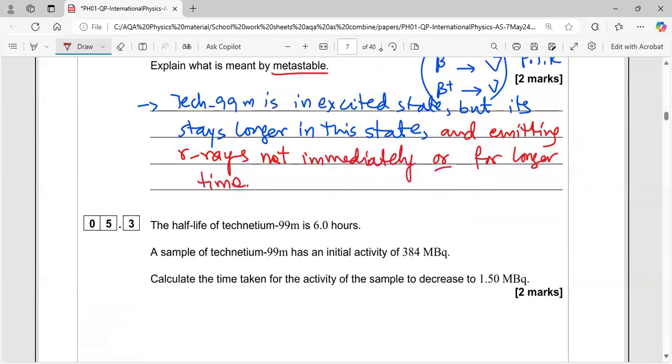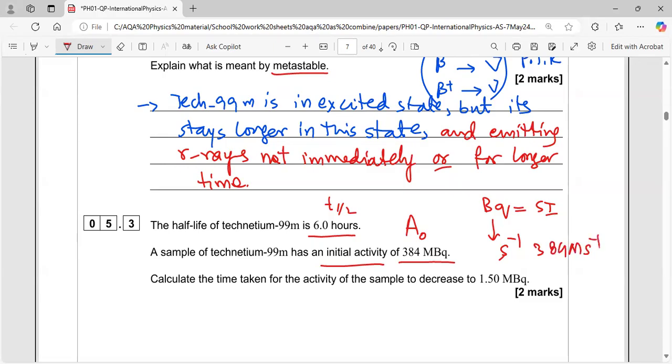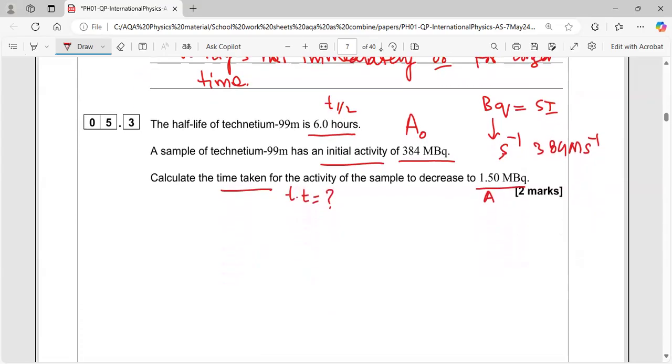Okay, next thing is related to the half-life. Half-life is 6 hours, and the initial activity, A naught, is 384 megabecquerel. Becquerel is the SI unit of radioactivity, and it is also equal to per second. Sometimes they can write it like 384 mega per second. Calculate the time taken for the activity of the sample to decrease to this. So this is the recent activity. You have to find how much total time it requires for the activity to go from 384 to 1.5.